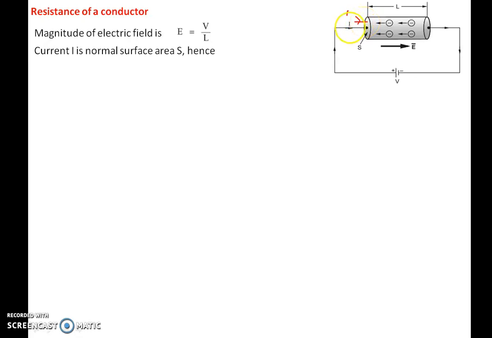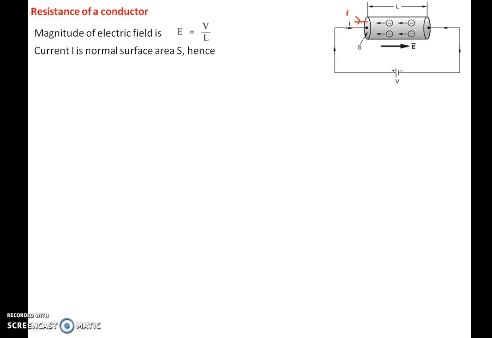The angle between J and ds (n cap) is 0, so the dot product between J and ds is maximum. Because the angle between them is 0, theta is equal to 0. So J dot ds is equal to J into ds into cos theta. Theta is equal to 0, cos 0 is 1, so you'll get J ds.